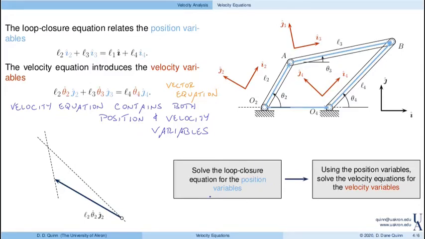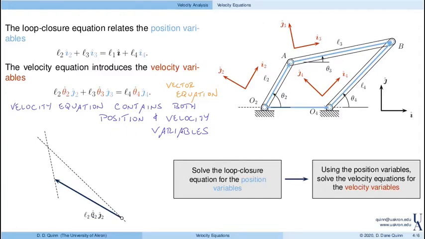So once we solve for the position variables, then we can go and solve for the velocity variables. But you can't tackle this equation directly at the very beginning without knowing the position variables, because you would just have too many unknowns. So that's the procedure here: we solve for the position, and then we turn and solve for the velocity. Again, this vector equation has a geometric interpretation.